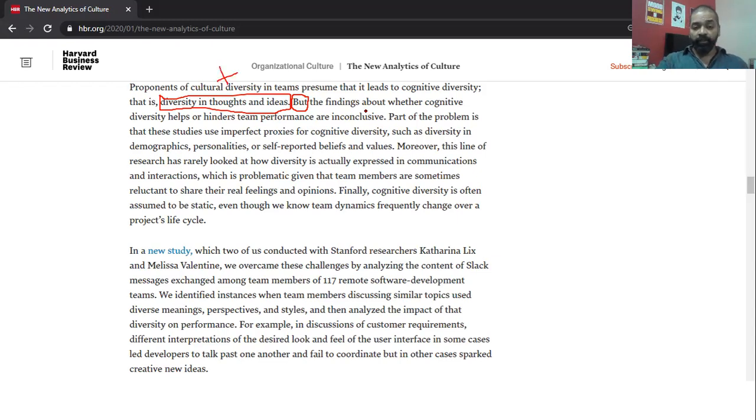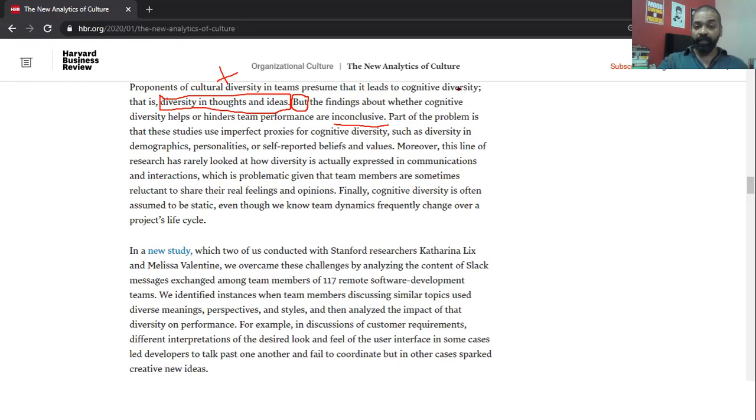What do we find here? The findings about whether cognitive diversity helps or hinders team performance are inconclusive. So we do not know whether cognitive diversity helps or hinders team performance. Again, you'll have to notice here that two unequal terms have been compared here, and you do not want to misread this particular piece of information. So the but here does not really convey that this is not true.